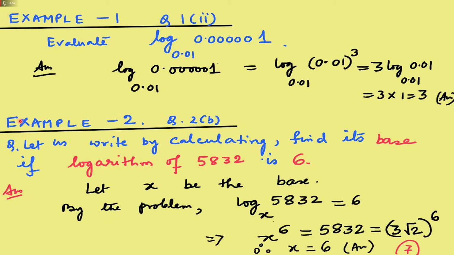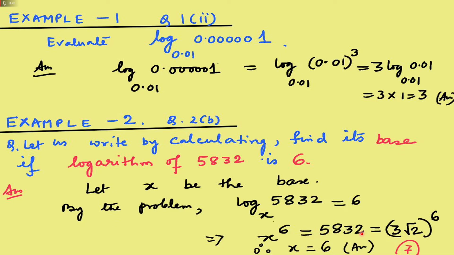Now here I am considering question number 2b. What is the question? Find its base if the logarithm of 5832 is 6. That means it is saying that log of 5832 with an unknown base is 6. Now you have to find that base. So I am first taking, let x be the base. So it has been given log 5832 base x equal to 6. Now by the definition of log, you can write x to the power 6 is nothing but 5832.